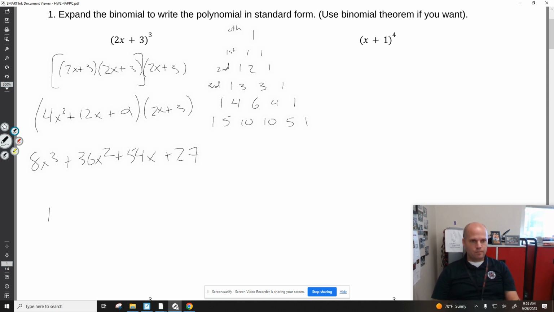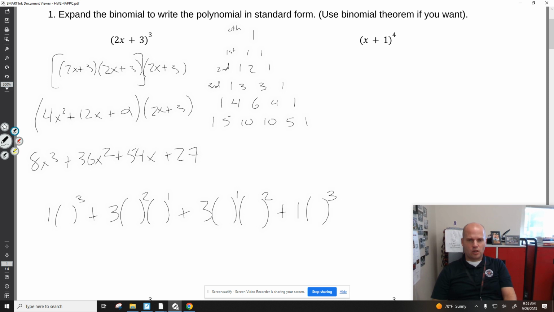We'll have a 1, our first term cubed, plus a 3, our first term squared, our second term to the first, plus a 3, our first term to the first power, our second term squared, plus a 1. So there's 1, 3, 3, 1, our second term cubed. So I got 1 times (2x) cubed, 3 times (2x) squared, another 3, 3 times 2x times 3 squared, a 1, 3 cubed.